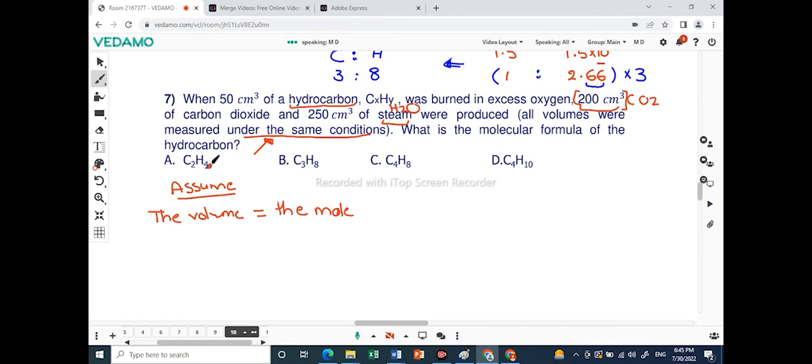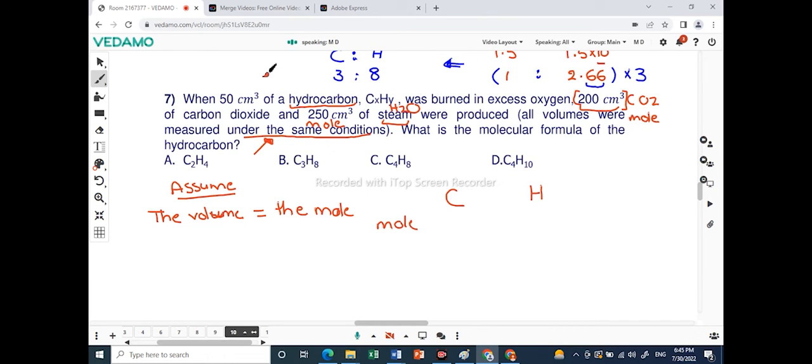So if the question is telling me that I have 200 cubic centimeters of CO2, it's actually the mole number. And I have 250 of steam, so it is also the mole number. I will try to answer this question. So I have now the carbon, I have also the hydrogen. I'm going to put the mole number.